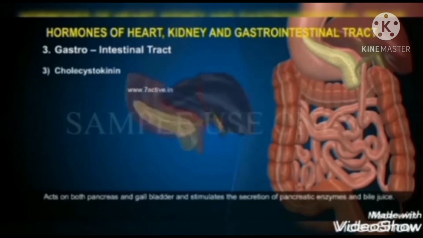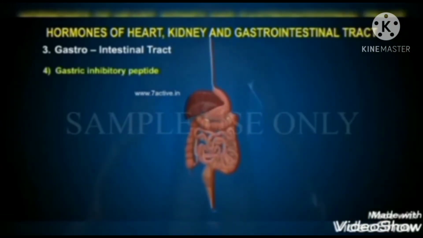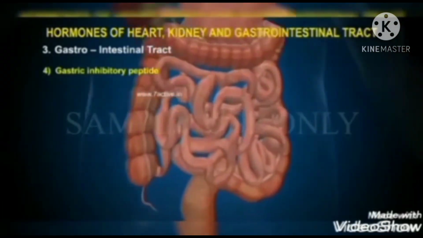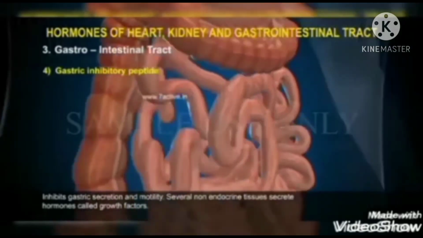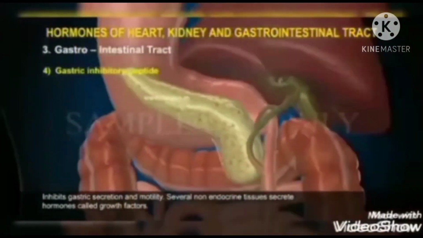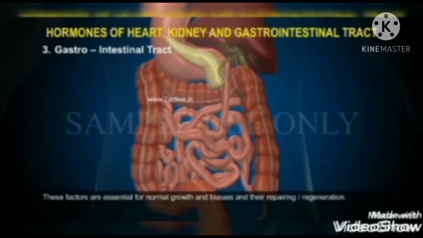3. Cholecystokinin acts on both the pancreas and gallbladder and stimulates the secretion of pancreatic enzymes and bile juice. 4th, gastric inhibitory peptide. It inhibits gastric secretion and motility. Several non-endocrine tissues secrete hormones called growth factors. These factors are essential for normal growth of tissues and their repair or regeneration.